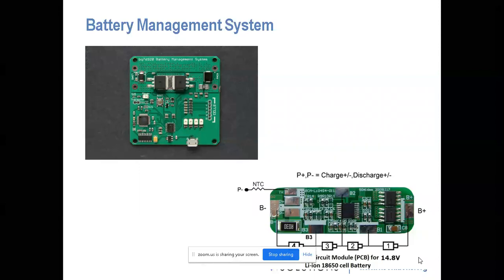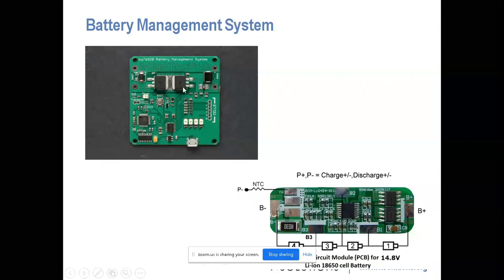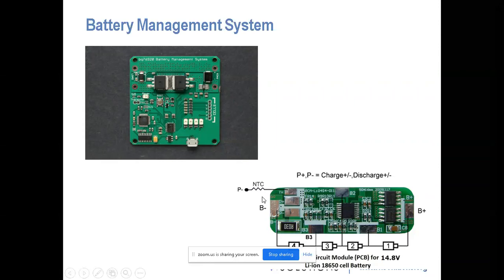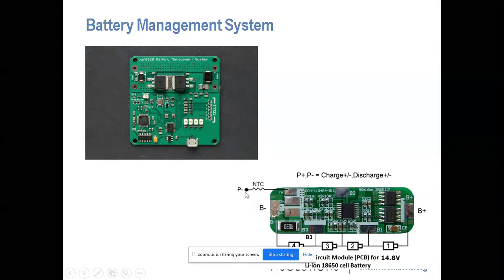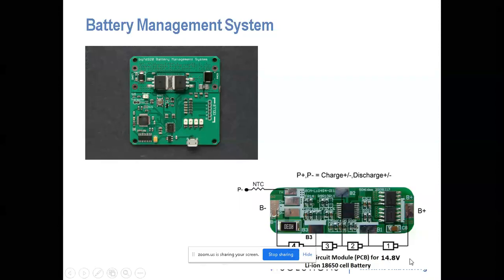So if you see, some examples of a battery management circuit: if you see the connections, it will have a negative temperature coefficient RTD connected to monitor the temperature of the battery, and the individual cells will be monitored. This is for 14.8 volt. If you need more, probably you have to go for a separate module.